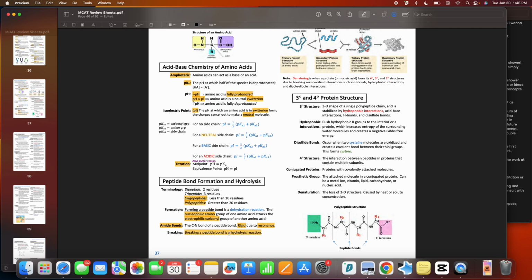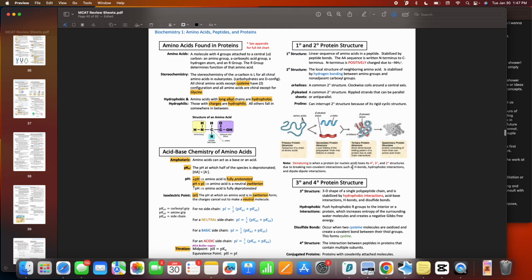Nice. Okay, I didn't mean to do this. Let me. Okay, I just want the hydrolysis to be highlighted. Perfect.